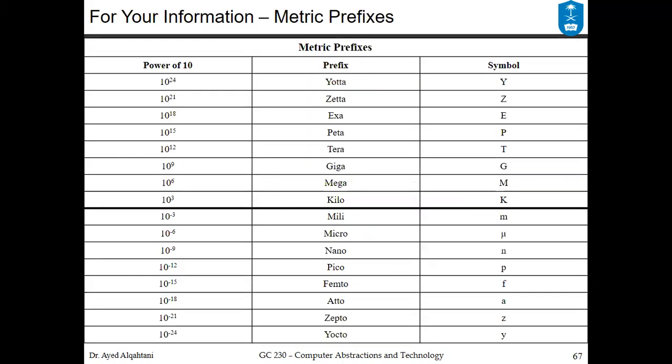These are some metric prefixes for your information. We will see these when we have exercises. Kilo is 10 to the power of 3. Mega, 10 to the power of 6. Giga, 10 to the power of 9. Tera, 10 to the power of 12. Peta, 10 to the power of 15. Probably you have already heard these somewhere. After that, we have exa, 10 to the power of 18. Zeta, 10 to the power of 21. Iota, 10 to the power of 24.